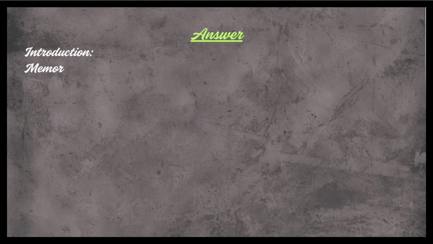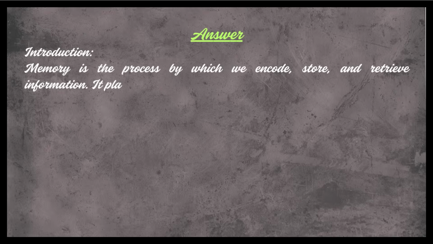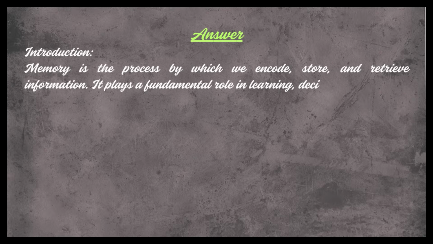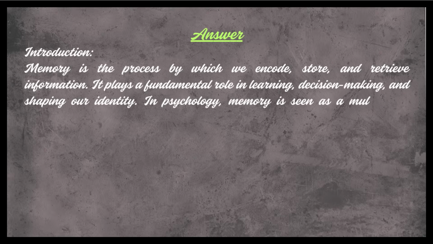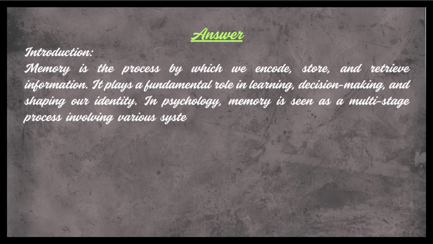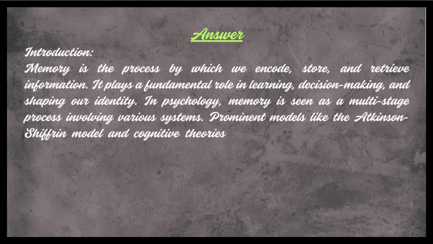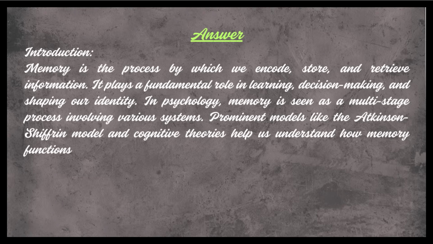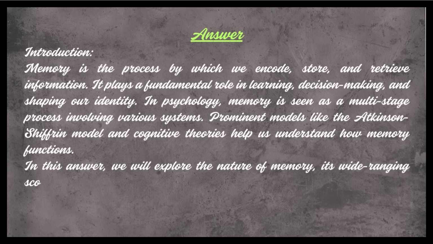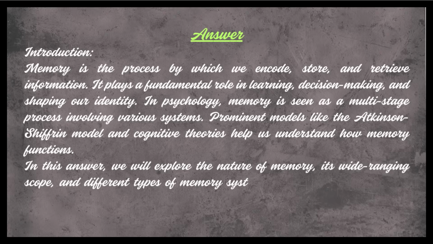Answer. Introduction. Memory is the process by which we encode, store, and retrieve information. It plays a fundamental role in learning, decision-making, and shaping our identity. In psychology, memory is seen as a multi-stage process involving various systems. Prominent models like the Atkinson-Shiffrin model in cognitive theories help us understand how memory functions. In this answer, we will explore the nature of memory, its wide-ranging scope, and different types of memory systems with suitable explanations and examples.